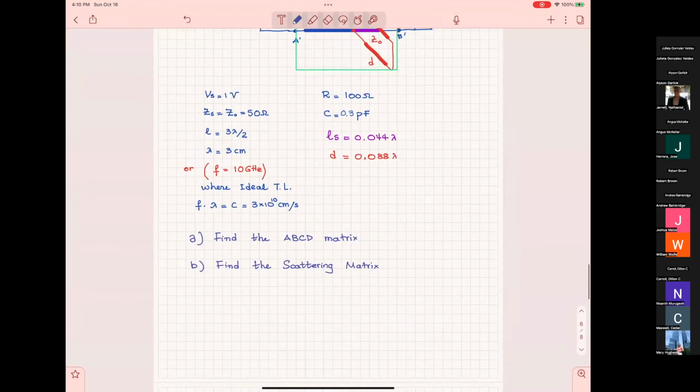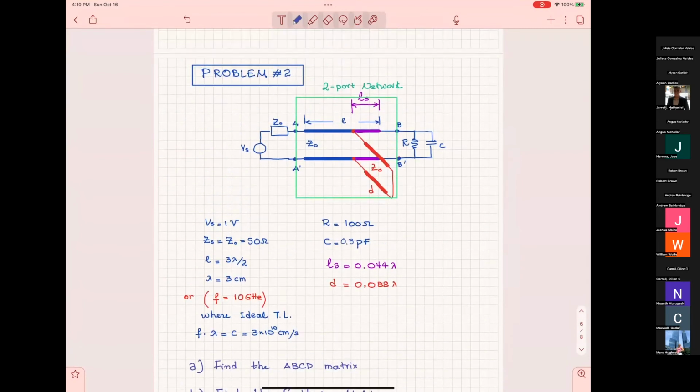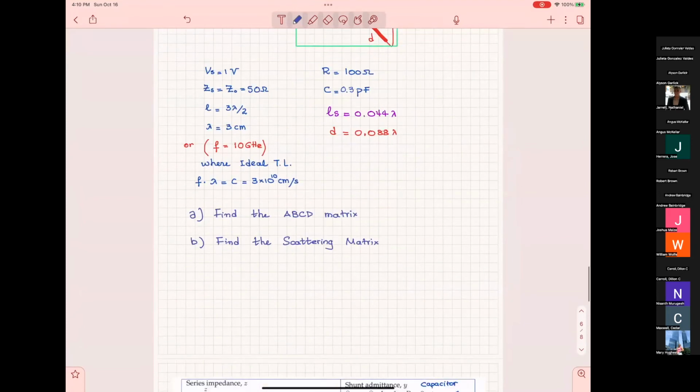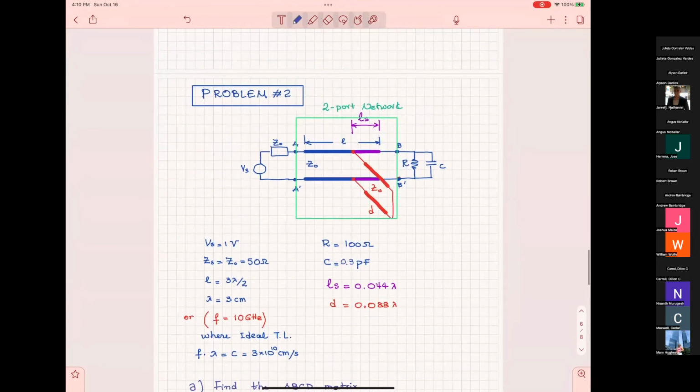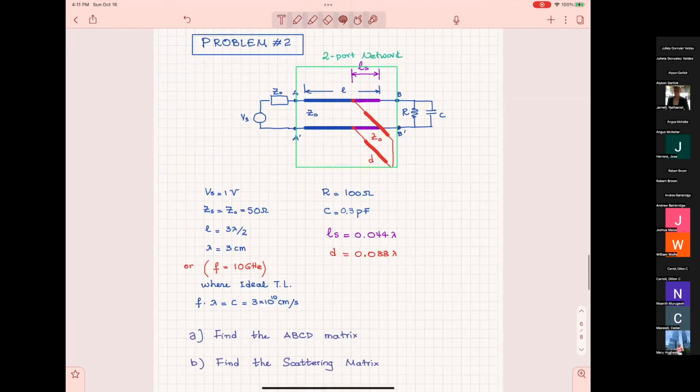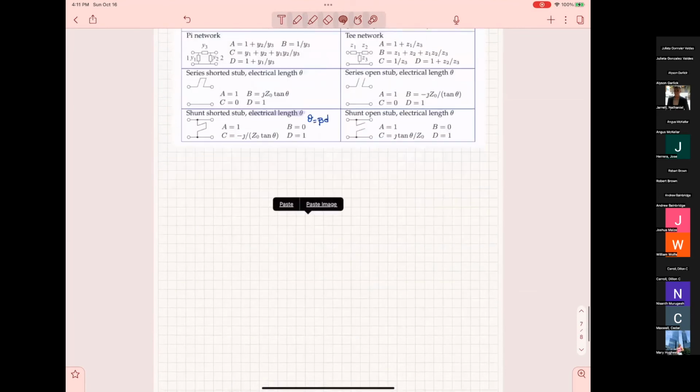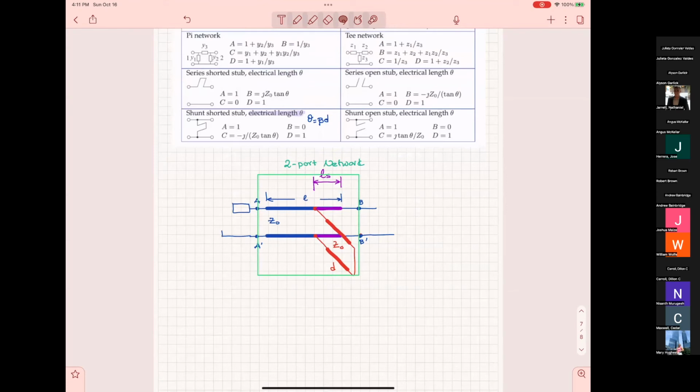Let's look at how to take this. What is this 2-port network? This 2-port network, practically, I will redo it here. I'm going to take a piece of it, copy it, place it here, and then I will clean it up a little bit.